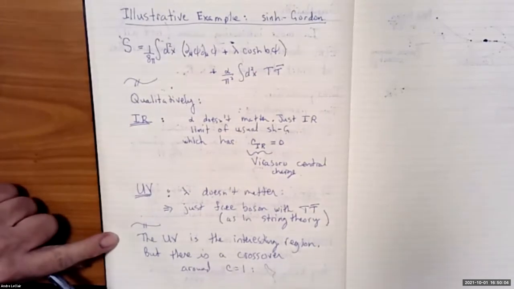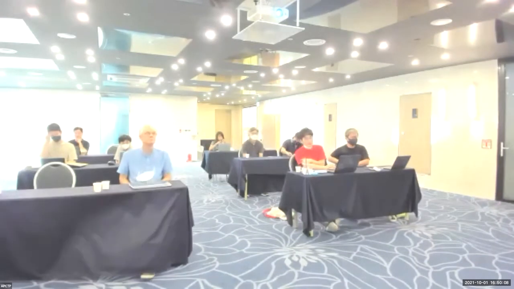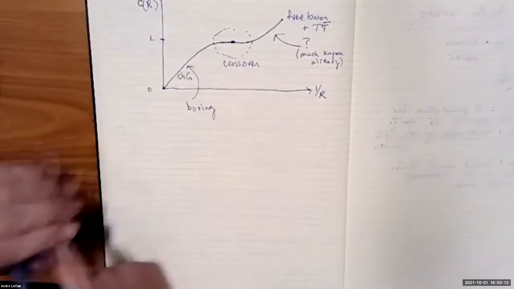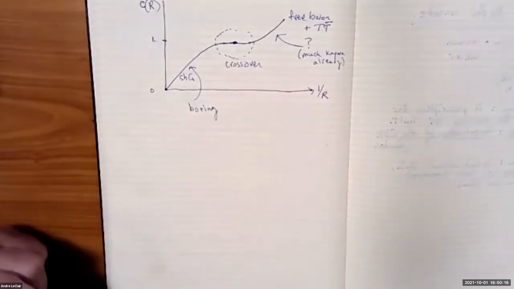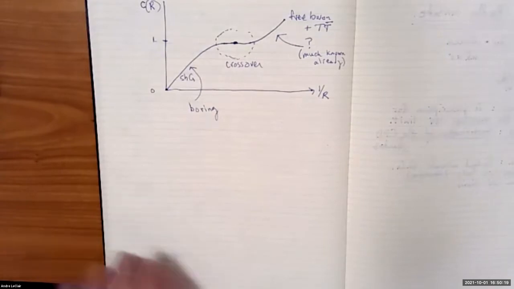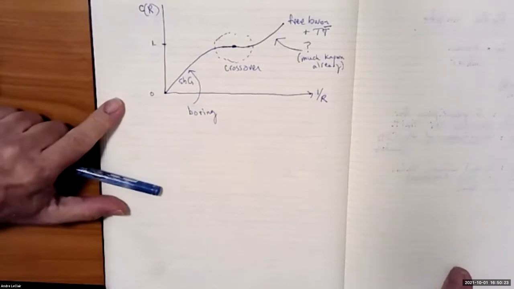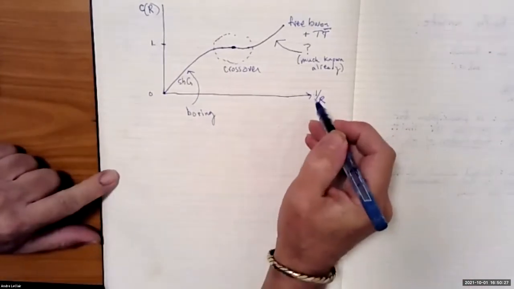So it's the ultraviolet that is the most interesting region here. But there's an interesting crossover. Let me sketch here C of R, which is its effective Virasoro central charge, which I'll remind you of in a moment if you need to be reminded. But let's plot this as a function of 1 over R.